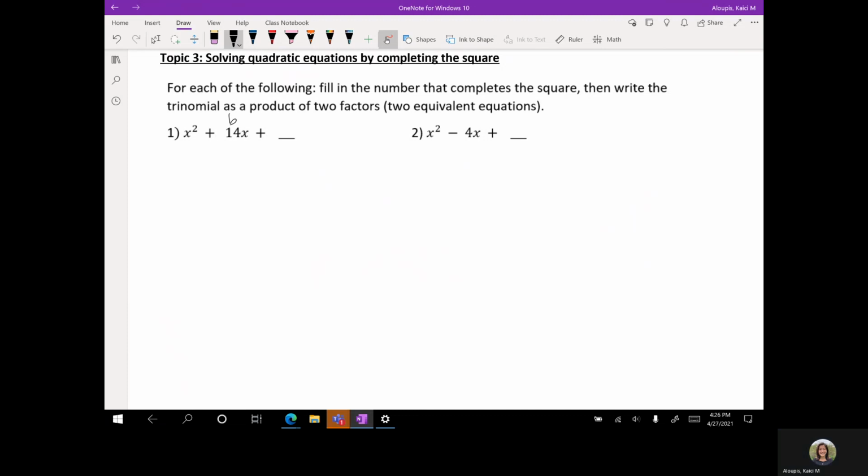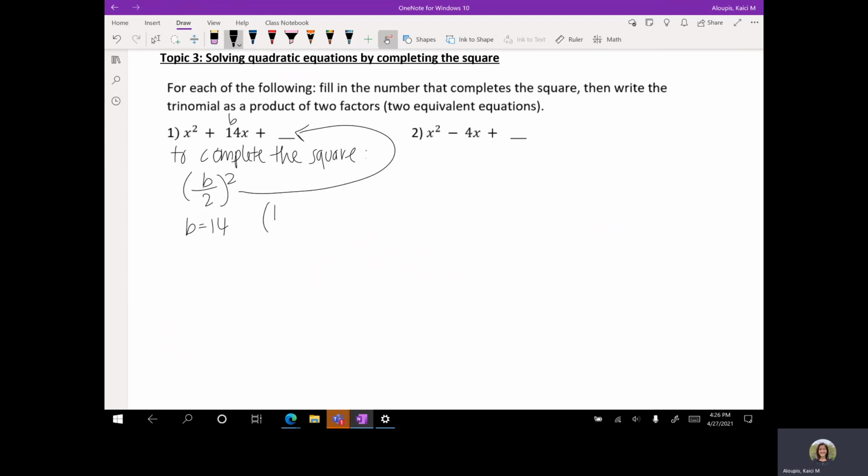To complete the square, we're going to do b divided by 2, so half of b, and then we square it. And this is what we add to that empty spot right there. So our value of b in this problem is 14, right? B is equal to 14.